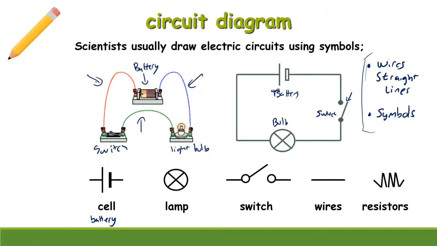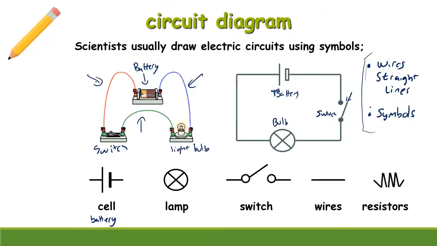The lamp is, of course, the light bulb. We've got a switch, we've got wires, and we've got a resistor. Now, a resistor is just a resistor. It doesn't actually use any of the energy. The energy gets lost in a resistor in the form of heat.